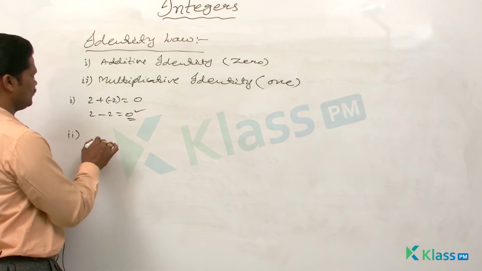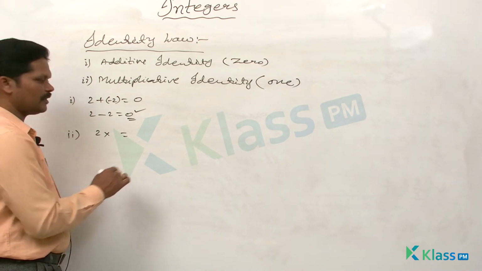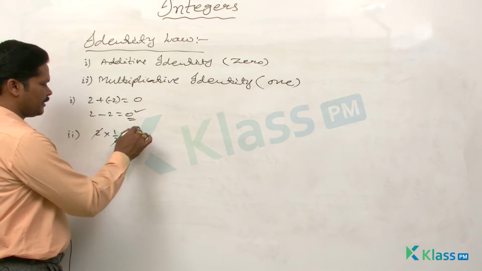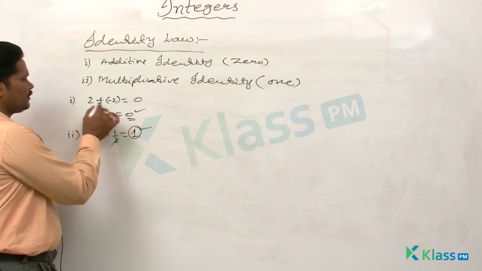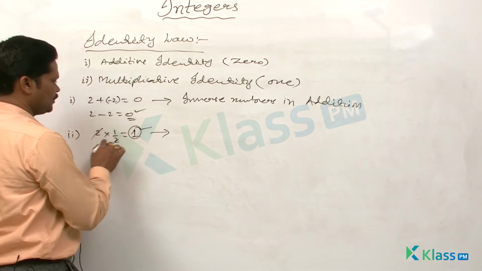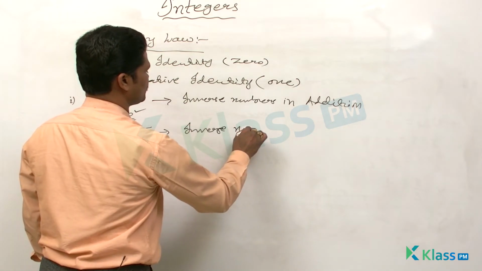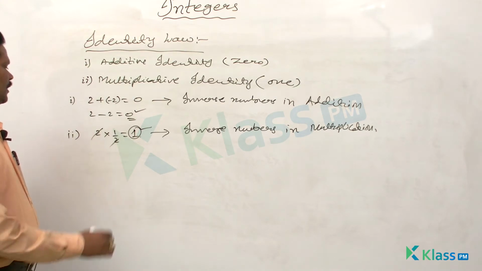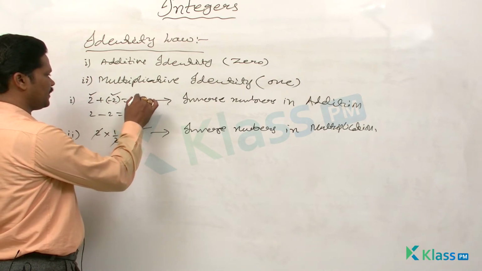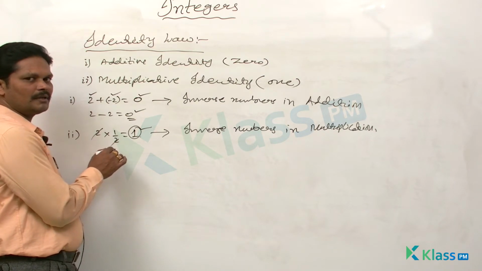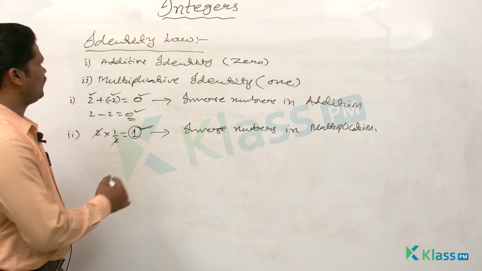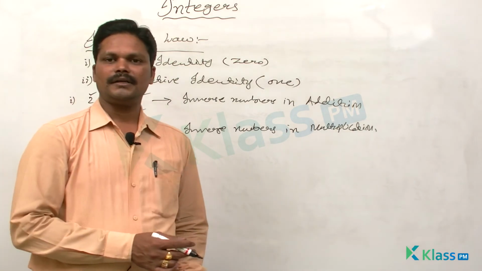And coming to the second one, if we multiply 2 with a number, then we need to get 1. It is possible by taking 1 by 2. So the 2s will be cancelled, and then we have 1. Such numbers are called inverse numbers: 2 and minus 2 are inverses in addition, and 2 and 1 by 2 are inverses in multiplication. So 2 and minus 2 are additive inverses of each other to get the additive identity element, and 2 and 1 by 2 are multiplicative inverses of each other to get the multiplicative identity. This is the inverse law and identity law we have.